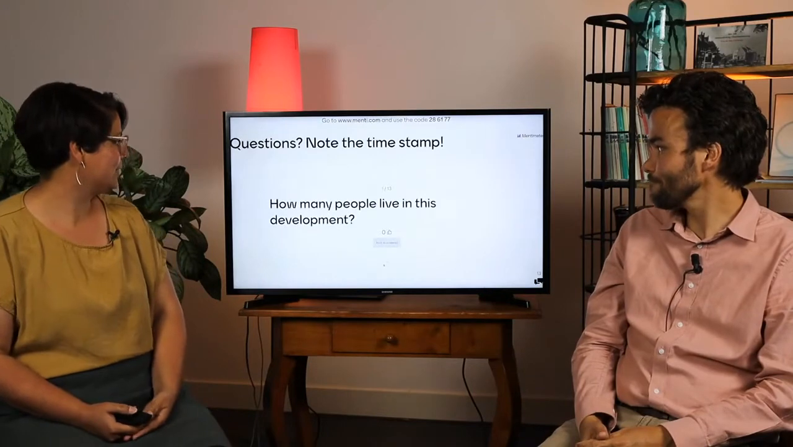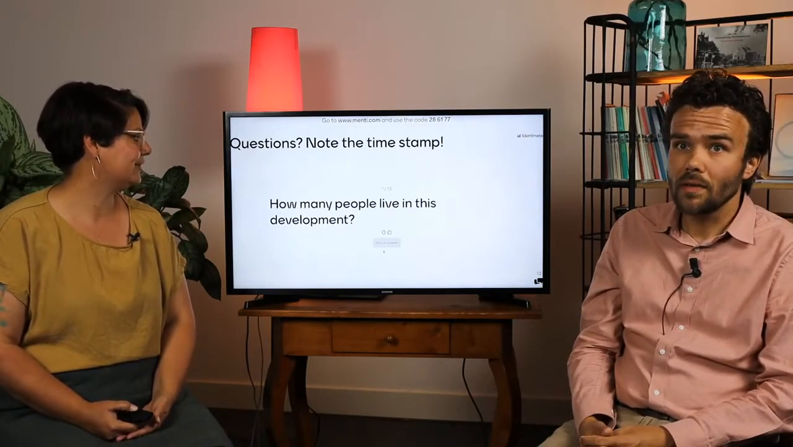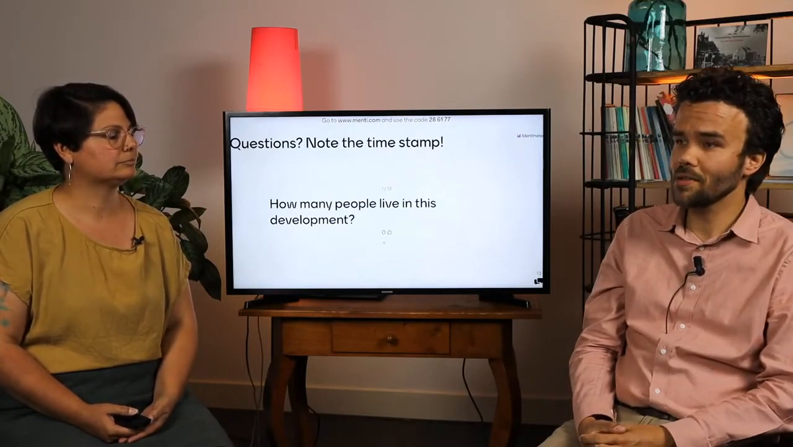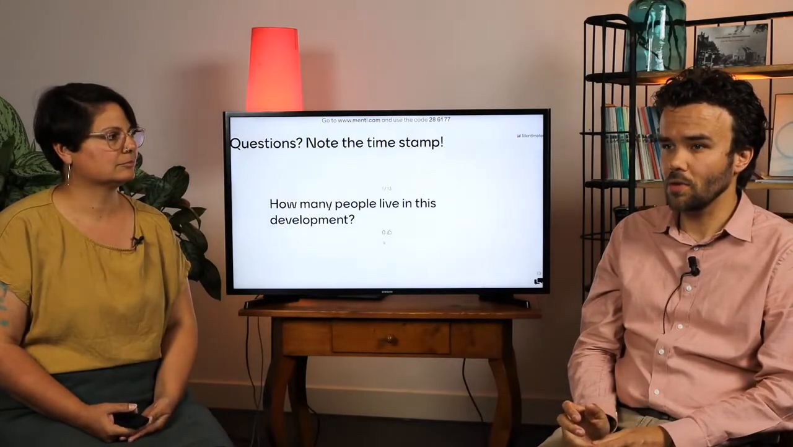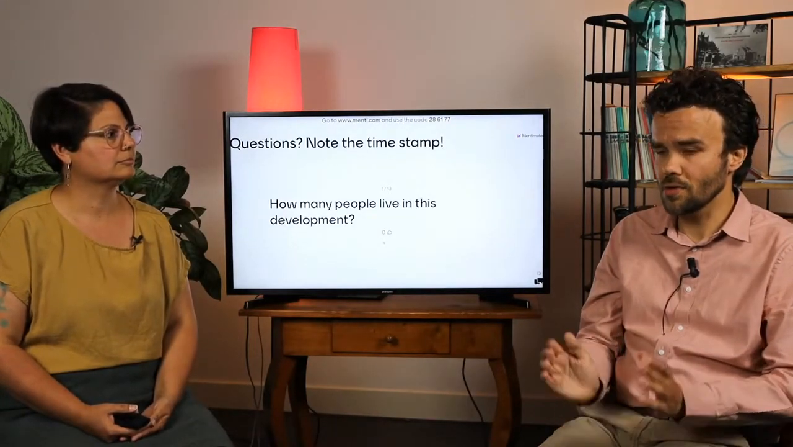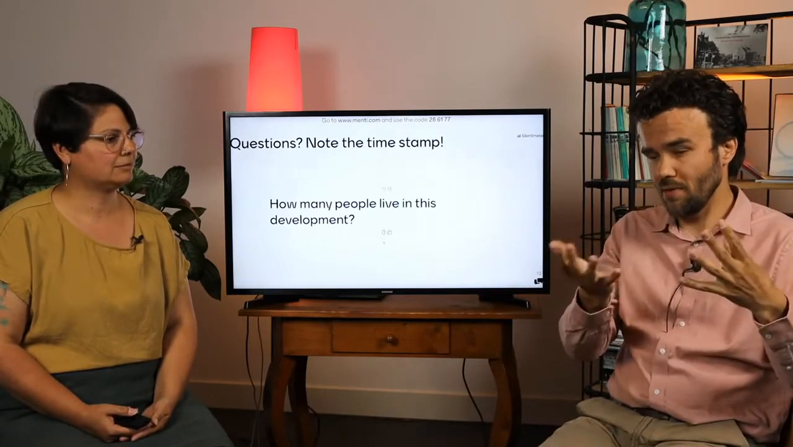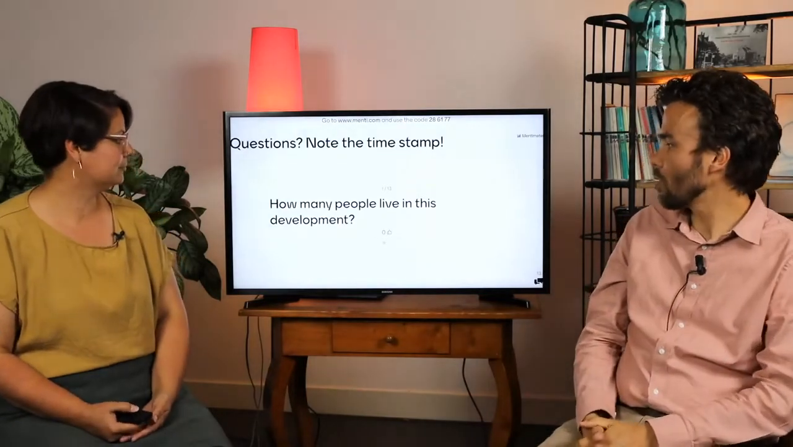Okay. How many people live in this development? It is probably around 1,000, I would say. It's 90 square meters per lot, and it is about 200 individual houses, and a bunch of apartments, 140 apartments, so around 1,500. Okay. Probably.